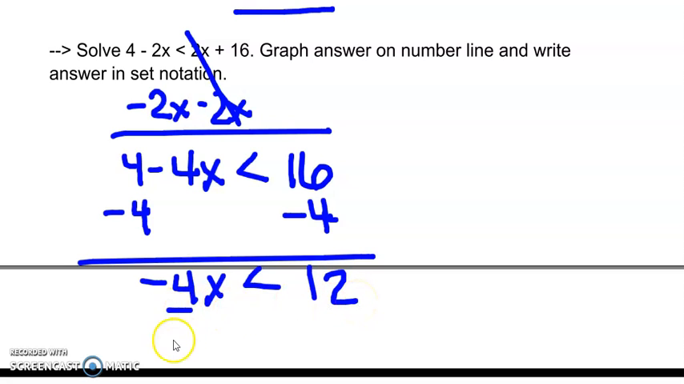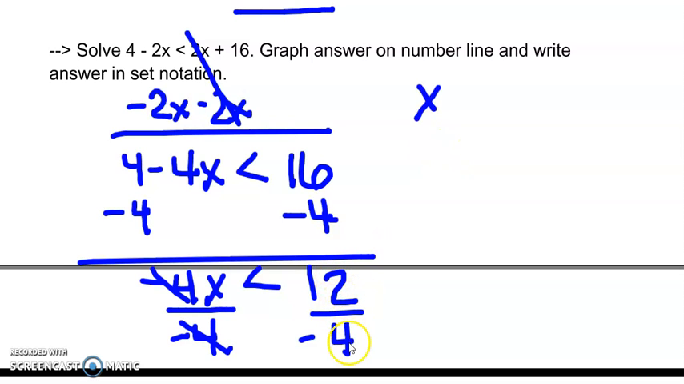And now to solve this, I need to divide by a -4. -4 divided by -4 is x. On the right-hand side, I have 12 divided by -4 is -3. But because I divided by a negative number, I have to flip that sign around. It was a less than, and now it becomes a greater than sign. Okay, so our solution to this is x is greater than -3.